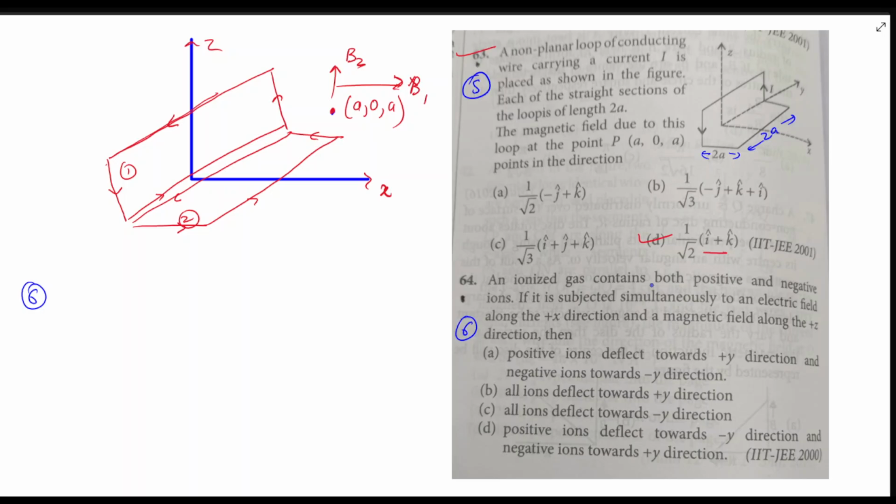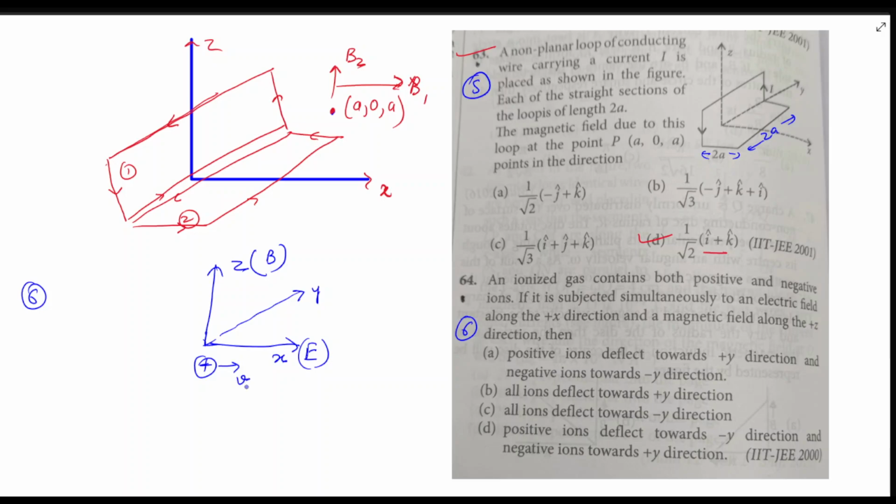We have an ionized gas containing both positive and negative ions. It is subjected simultaneously to, let's say this is our x direction, an electric field, and let's say this is our z direction, a magnetic field. This is x, we have the electric field. In z, we have the magnetic field. The question is whether positive ions deflect towards y. Let's check. This will be our y. Perfect. Let's say we have a positive ion here. So the positive ion will move here.